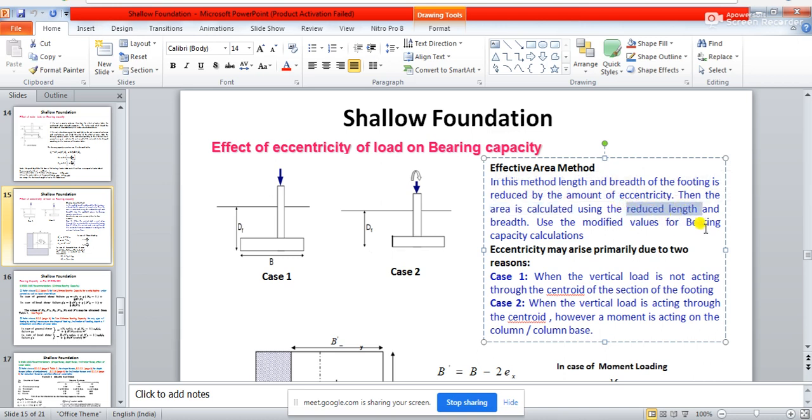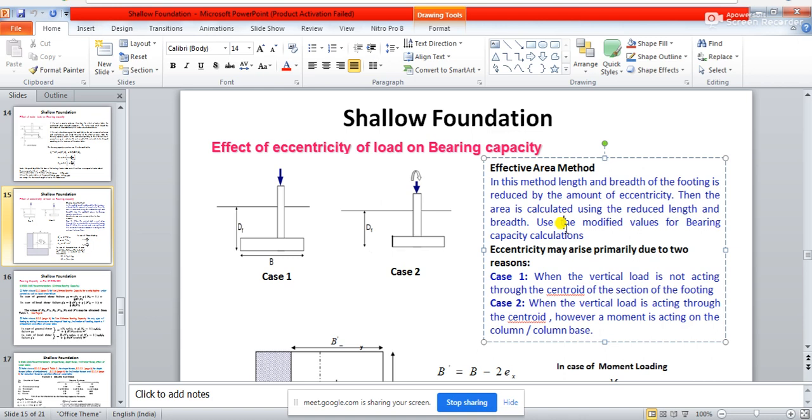This is very important, the reduced length and reduced breadth of the footing. So, whenever there is an effect of eccentricity, first you will have to do what? You will have to change the effective length and effective breadth of the footing. So, find out the effective length and effective breadth of the footing. You will have to subtract the amount of eccentricity, and what amount of eccentricity you will have to subtract, that we will discuss in today's class.